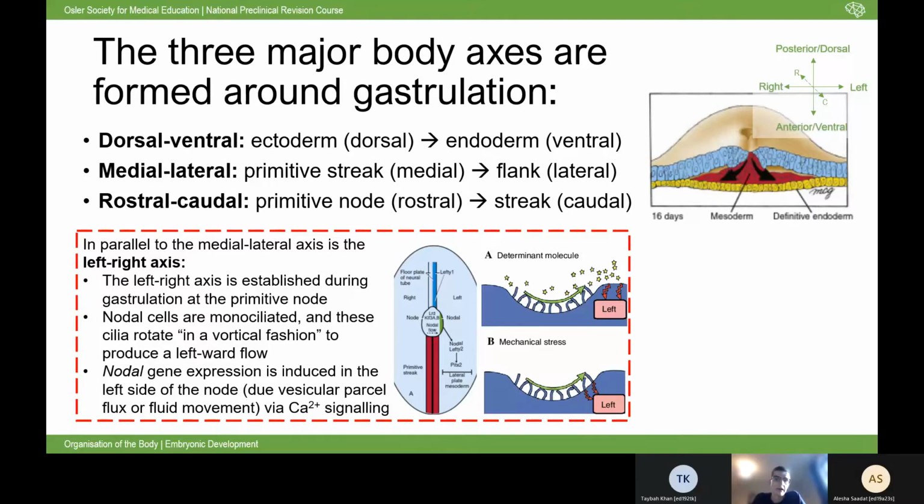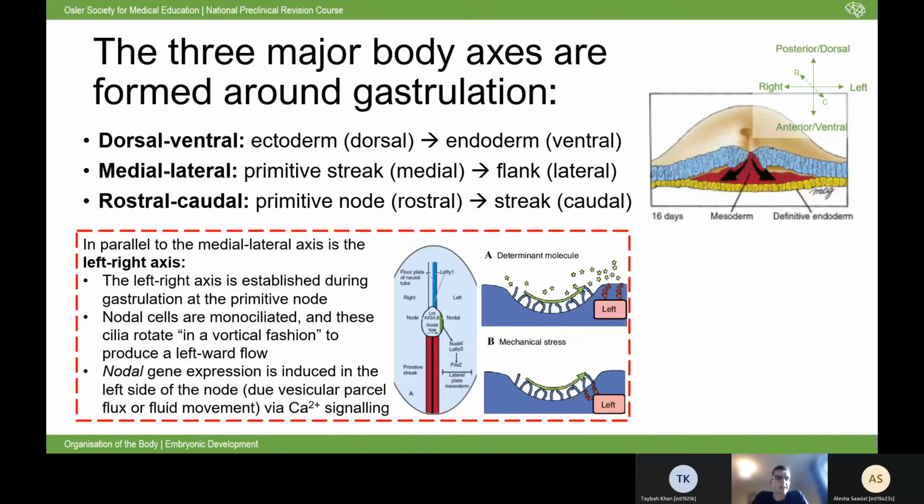So what are the 3 axes that are developing at this stage? An axis is where you get patterning along a specific line, if you like. So the major axes that we like to think about are rostral caudal, where rostral is your head and caudal is kind of your tail. You have the dorsal ventral axis, where your ventral aspect is your tummy, and the dorsum is your back, and then you have left right. And these axes are all beginning to emerge around gastrulation.